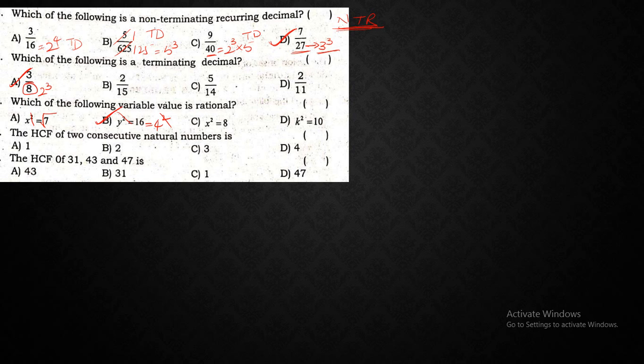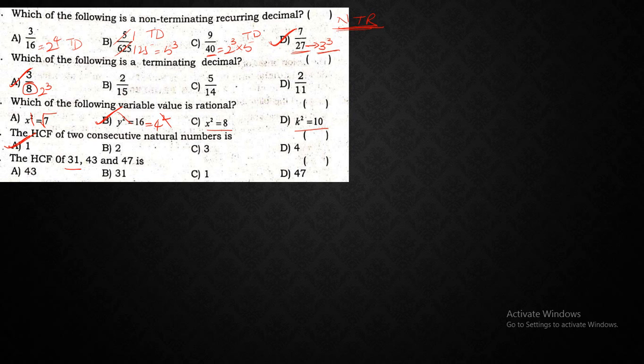So clearly this is my rational number, right? So x square is equal to 8, k square is equal to 10 are irrationals. Next, the HCF of two consecutive natural numbers is... if you consider any two consecutive natural numbers, one will be odd and the other will be even. So for even and odd numbers there is no common factor other than 1. So the only answer that is possible is 1.